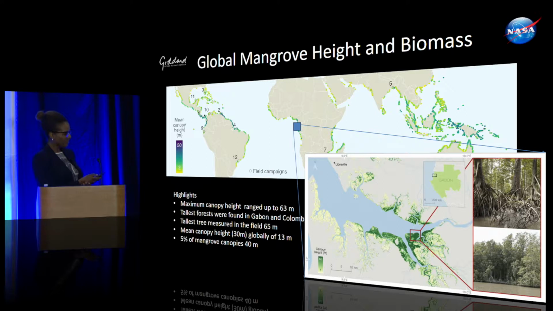So our findings are that maximum canopy height did range up to, right here, 63 meters, because this is at a 30-meter pixel. And we found that the tallest trees were in Gabon, here in Central Africa, and also in Colombia on the Pacific coast.